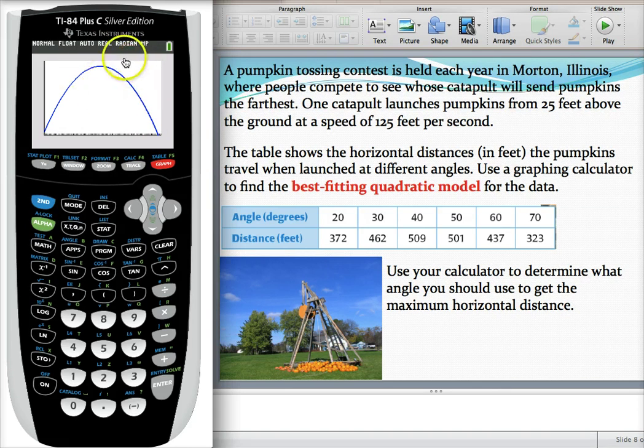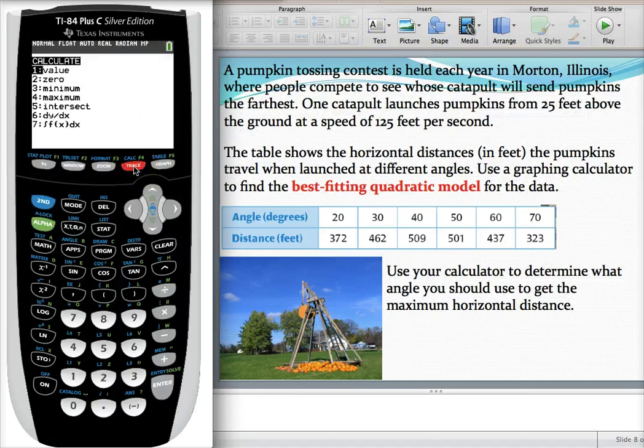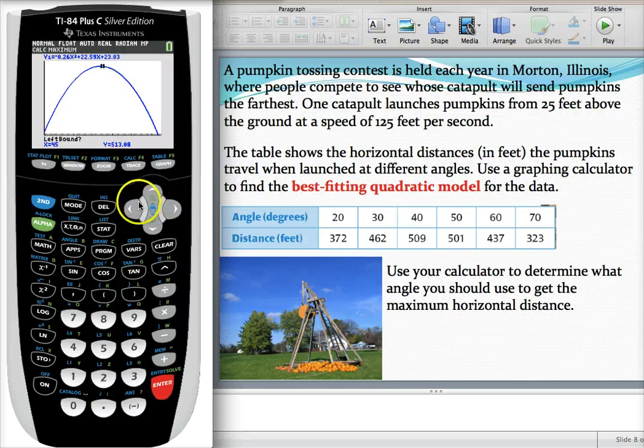Let's go ahead and find that vertex so I can maximize my distance. So if you don't remember how to do that, it's under the calculate menu, so hit second trace and select option 4, which is maximize or maximum. They're going to ask you those 3 questions, left bound, right bound, and guess. So move your cursor so you're somewhere to the left of the vertex, doesn't really matter where. Press enter. Move it to the right of the vertex, just move it enough so that you know you're past it so you don't miss it. And for guess, the 3rd question, just press enter.